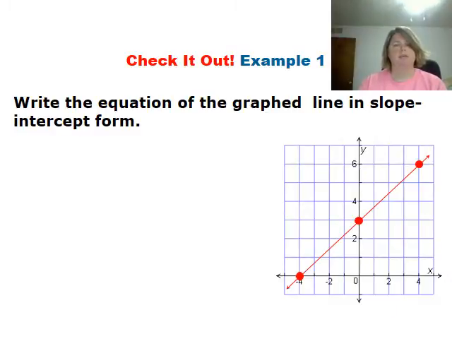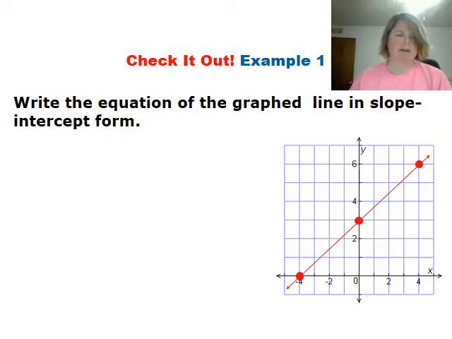Alrighty, so let's try this one, your job. You're going to write the equation of the line graphed in slope-intercept form. So go ahead, pause the video, work it out, and then restart the video when you want to see if you have the right answer. So go ahead and pause the video.